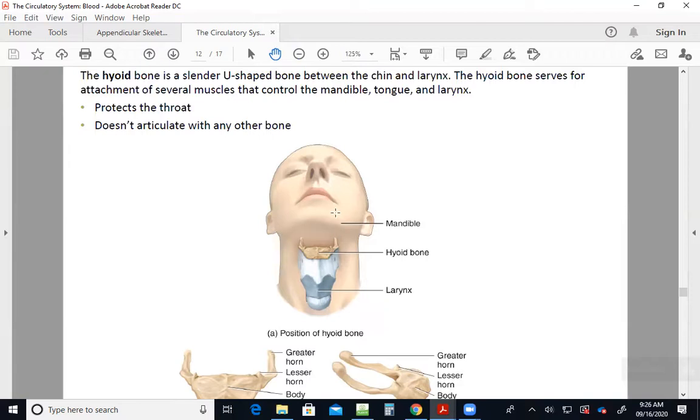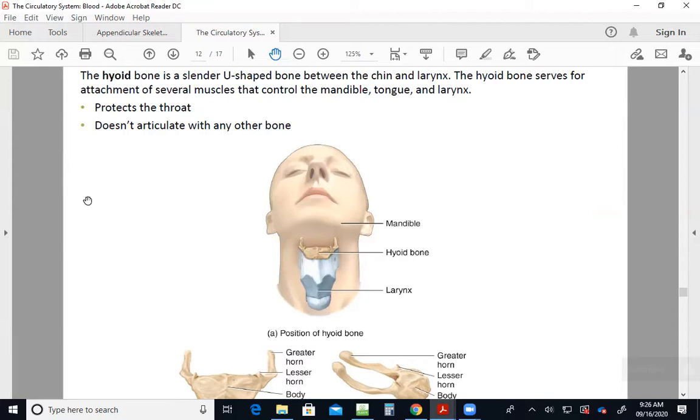It is not just floating around because it's held in place by things like this ligament here, what we call the thyrohyoid membrane that connects the hyoid to our larynx, our voice box. There's tendons that connect it to muscles like the hyoglossus muscle that helps move our tongue. But it does help protect the throat.